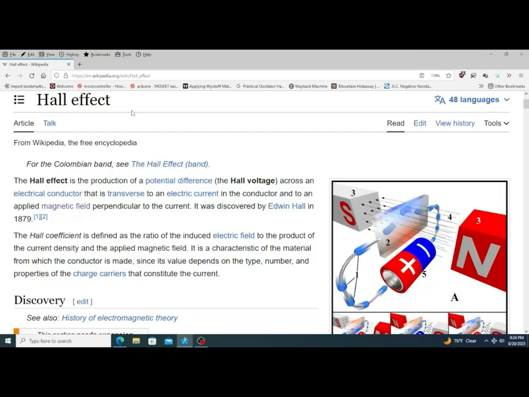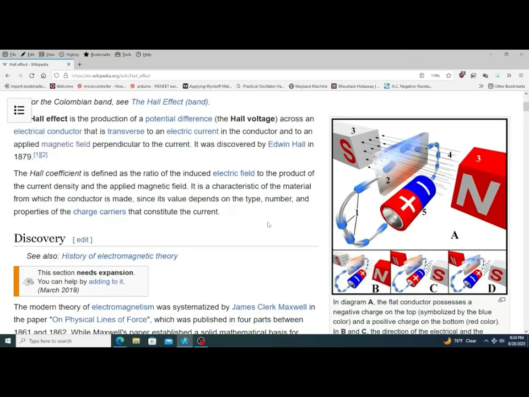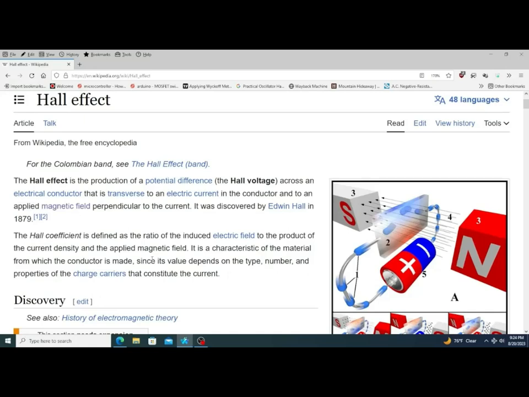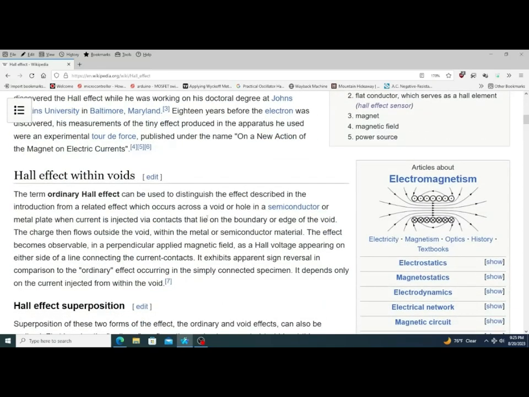So again, you could try and look at Wikipedia or another encyclopedia. It's not real good. The Hall effect is the production of a potential difference, the Hall voltage, across a conductor transverse to the current of the conductor and to an applied magnetic field perpendicular. It was discovered by Edwin Hall. The Hall coefficient is defined as the ratio of the induced electric field to the product of the current density and the applied magnetic field. It is a characteristic of blah, blah, blah. And it gets worse from there. They just immediately jump into Hall effects within voids.